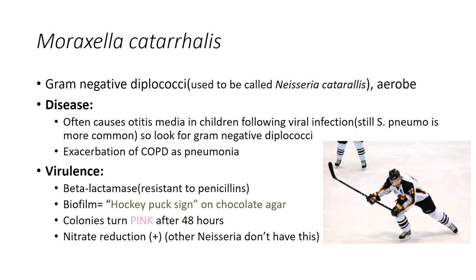The virulence factors for this guy is beta-lactamase, so it's resistant to a lot of penicillins. It makes biofilms, and this is something actually we can use to diagnose it. It forms a hockey puck sign on chocolate agar. So again, our Neisseria species and associated Neisseria can grow on chocolate agar like H. influenza. But this guy particularly forms biofilms, and so we can actually slide the colony around on the agar, and this is known as hockey puck sign.